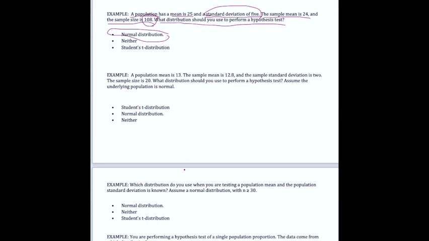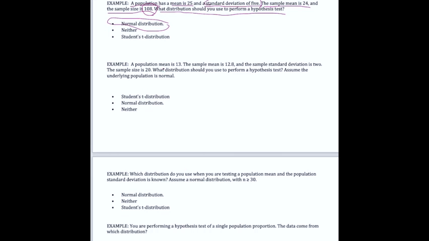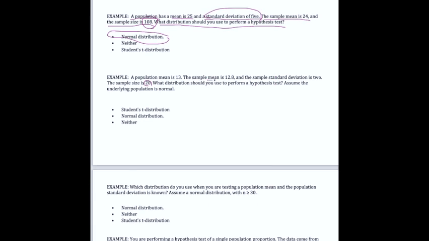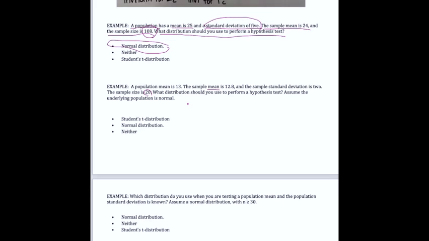Okay, looking at the next example, it says a population mean is 13, the sample mean is 12.8, and the sample standard deviation is 2. The sample size is 20. What distribution should you use to perform a hypothesis test? So we're looking at means. It gives me the sample mean, it gives me the sample standard deviation, it gives me the population mean. It does not give me the population standard deviation.